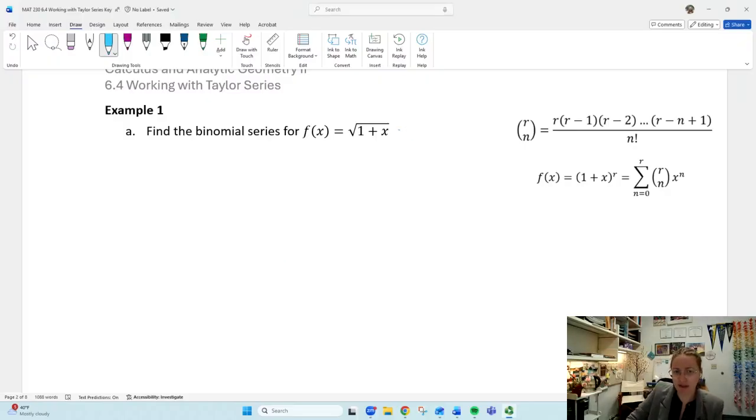I want to jump straight into this example here. I'm going to rewrite this, 1 plus x, the square root of that, as the same thing but raised to the 1/2. And so when I look at my equation over here, it's raised to the r.